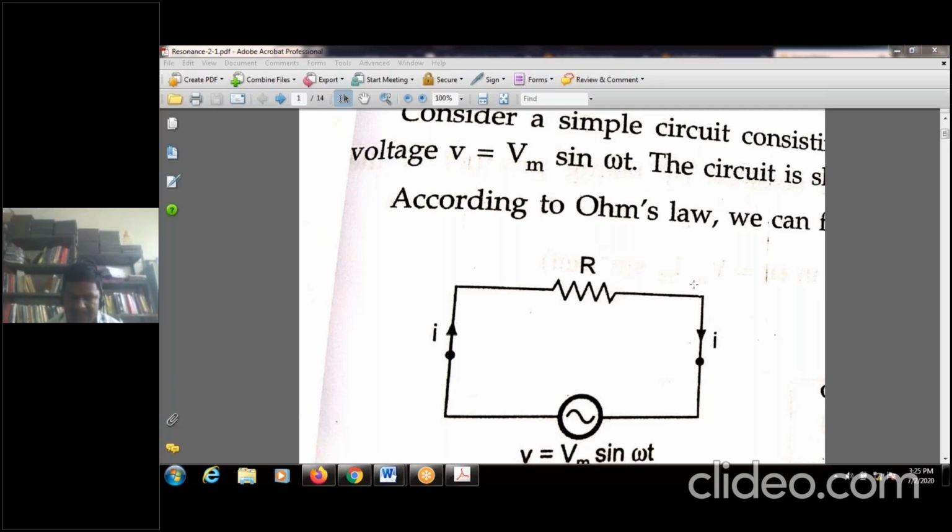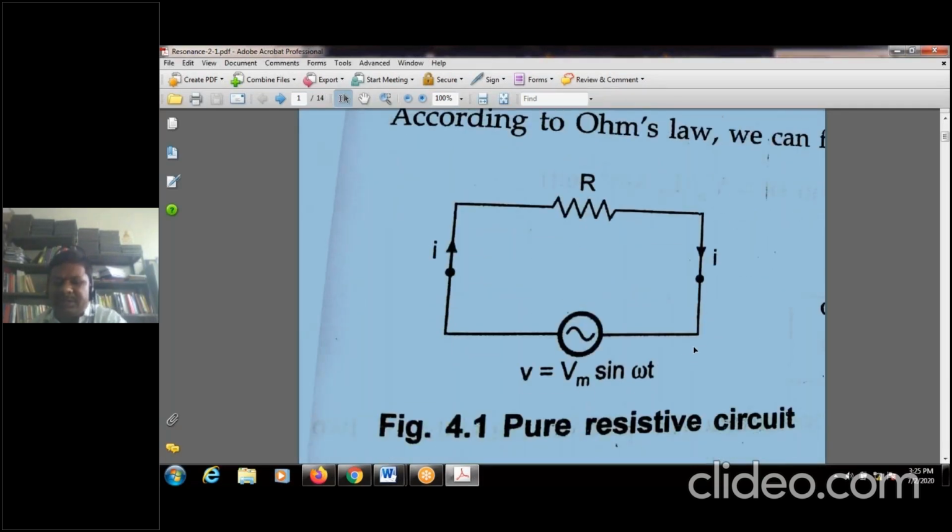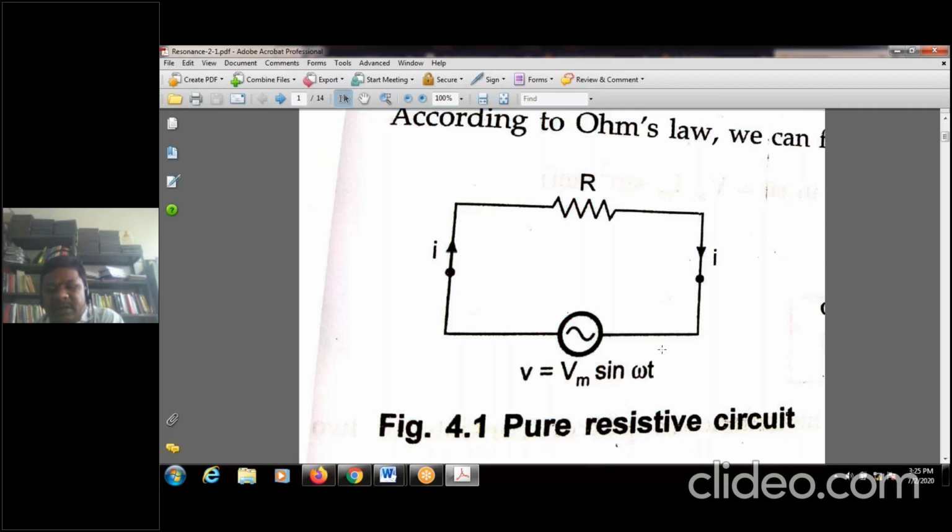Coming to the first one, it is the resistor. Here we are applying a sinusoidal input. Now consider the pure resistor. Mainly concentrate on the phase angle between the applied input voltage and the resultant current. Whether these two, the applied input and the resultant current, are in the same phase or out of phase.